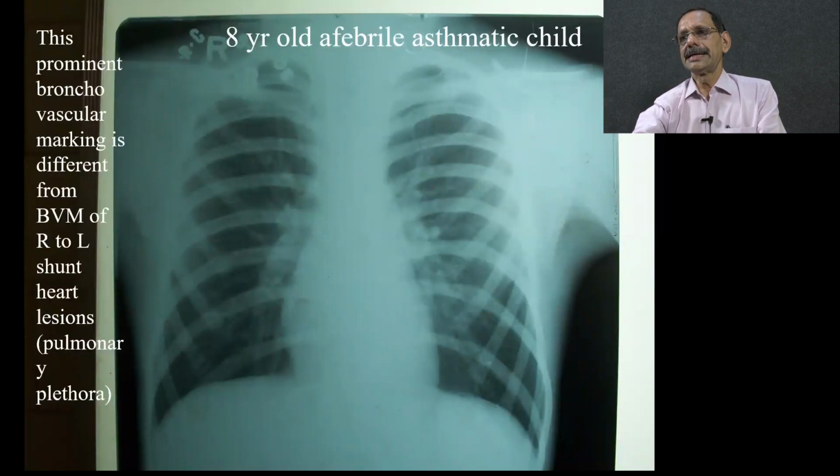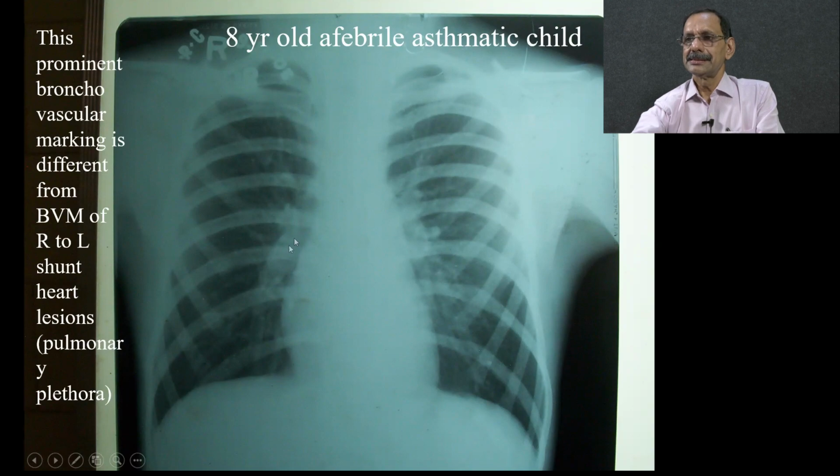Yeah, this is an asthmatic child, and see the it is almost 6-7 space almost, and these vessels are unusually prominent. See, there are end-on vessels also, and this is called prominent bronchovascular marking. You should not confuse it with the increased bronchovascular markings that you see in left to right shunt lesions like VSD, where you will see a lot of vessels here also, in the outer third also.